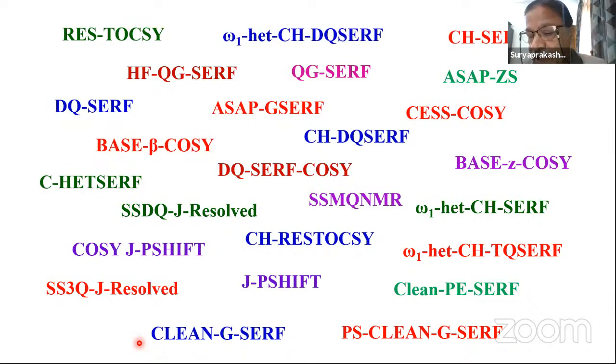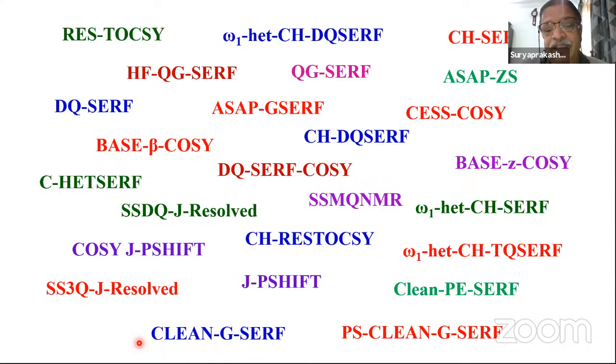If you go to two-dimensional NMR spectroscopy, you can come across a number of acronyms which you know, like J-Resolved, COSY, TOCSY, HSQC, HMBC, like that. These are all well-known techniques for you. But in the literature of NMR, there are several hundreds and hundreds of pulse sequences that have been designed by many stalwarts working in this area all across the globe.